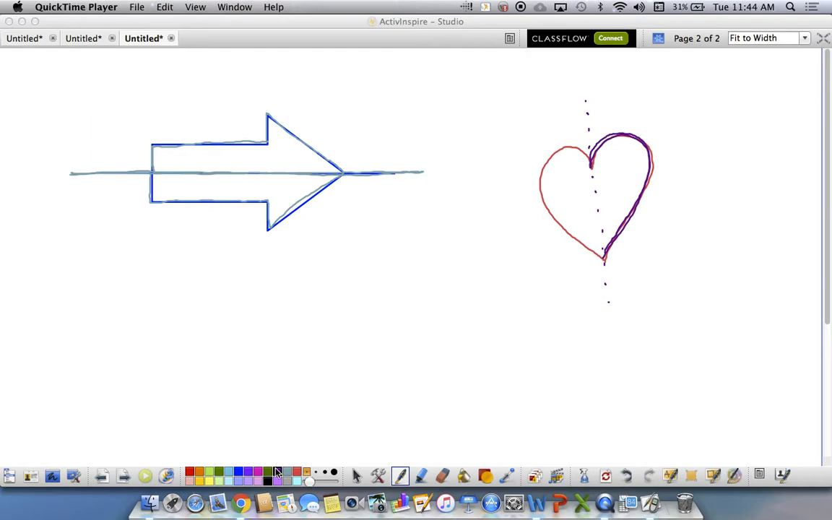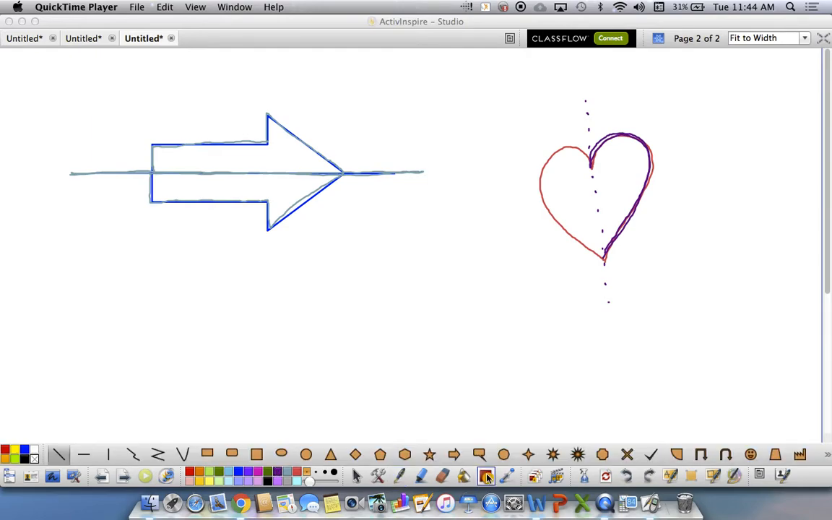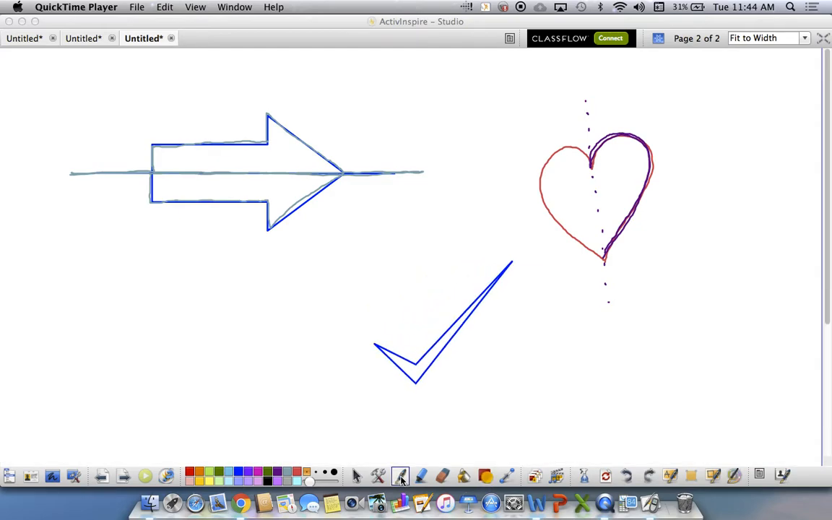Okay, do all shapes have a line of symmetry? No, I'm just going to tell you, they don't all have a line of symmetry. That Nike X or swoosh, is there a line of symmetry? Nope. No line of symmetry.